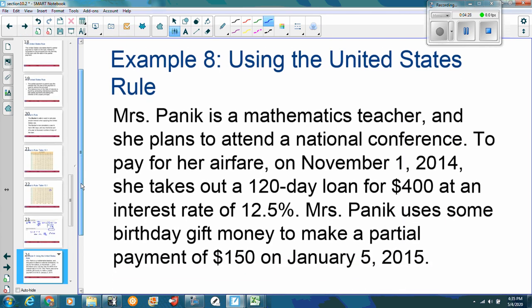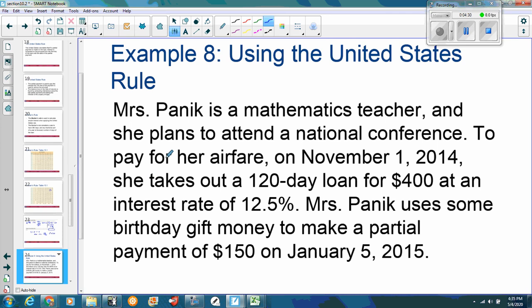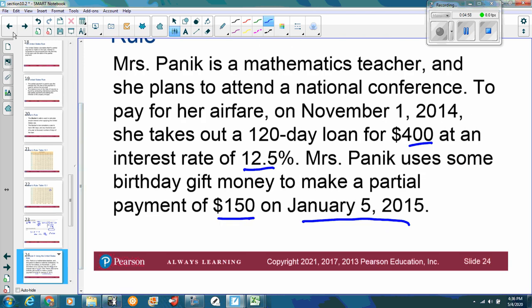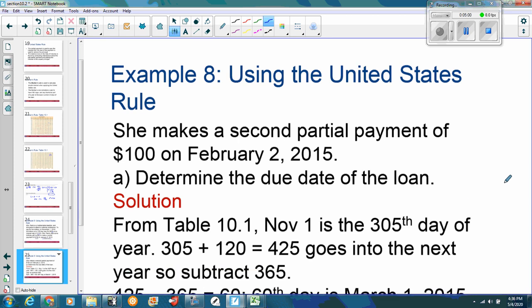Okay, so now this one: Mrs. Panic is a math teacher. She attends a national conference and pays for her airfare on November 1st. All of these dates are important. On November 1st, she takes out a 120-day loan for $400 at an interest rate of 12.5%. Mrs. Panic uses some birthday money to make a partial payment of $150 on January 5th. She made a second partial payment of $100.